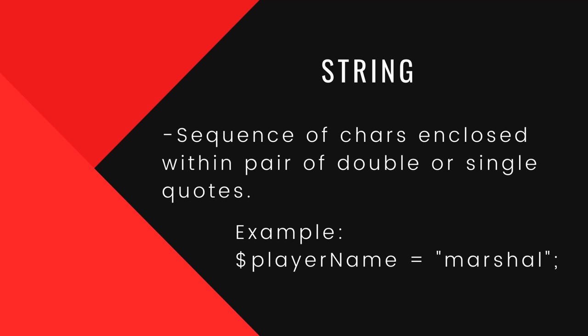Third, we have string data type. String is a sequence of characters enclosed within a pair of double quotes or single quotes. Here I have a variable named player name with the value Marshall. Here you can see that the value is inside double quotes. It means the variable is holding string data type.